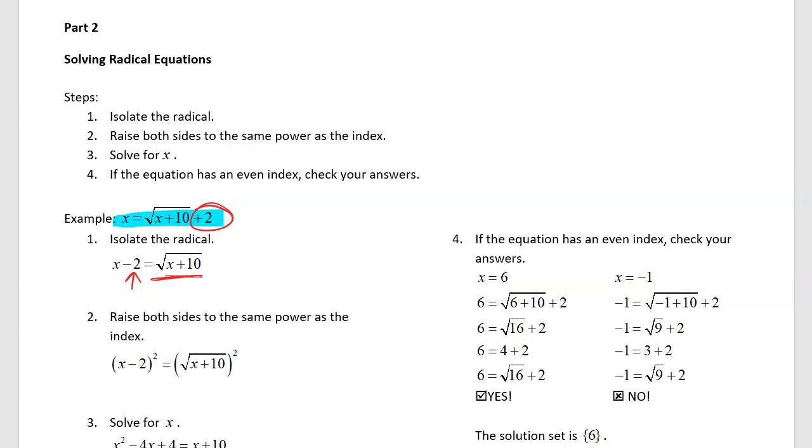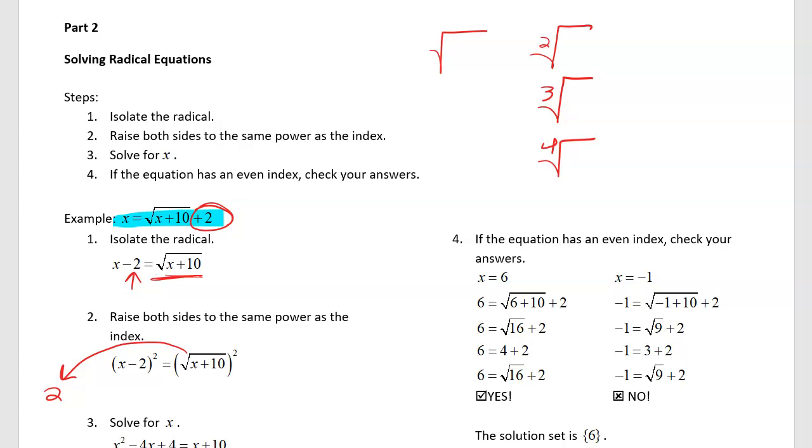And then you want to raise both sides up to the same power as the index. Our index in this particular equation is 2, so this is a square root. Remember, square roots have an index of 2. They don't write the 2, but it's understood to be there. So if you have a square root, you can think about that as the second root. If you have an index of anything but 2, they will have to write that. If you have an index of 3, they're talking about a cube root. Index of 4, they're talking about a fourth root. So it's always understood to be an index of 2 unless they say otherwise.